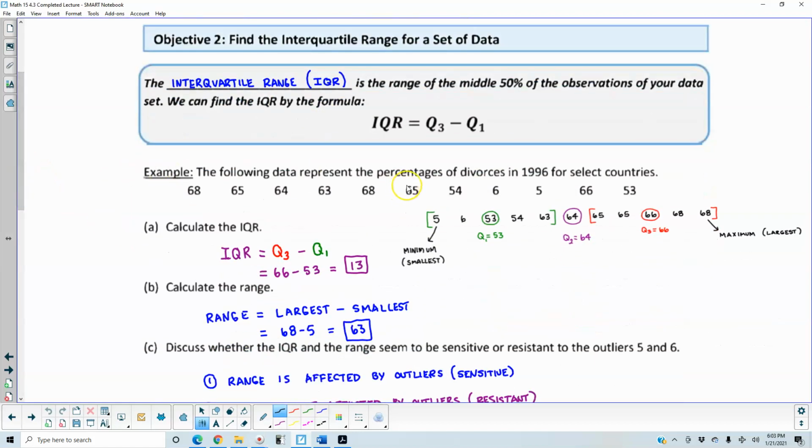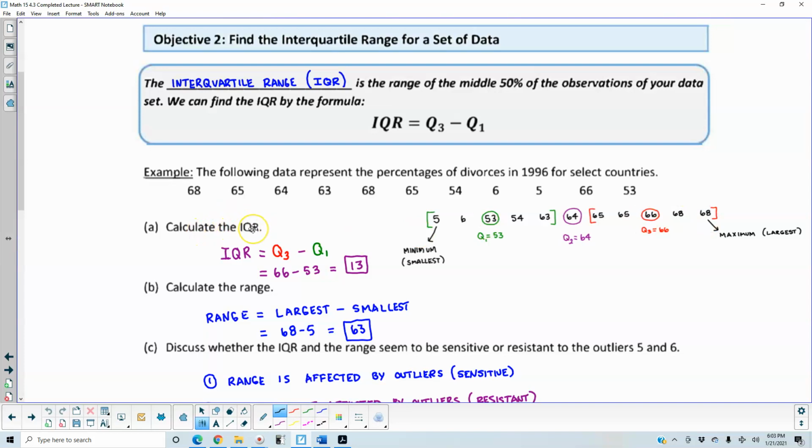So in the example that we started out with in the first part of the lecture was the following data representing the percentages of divorces in 1996 for selected countries. Recall that we found that 5 was the minimum, quartile 1 was 53, quartile 2 was 63, quartile 3 was 66, and the maximum, the largest, was 68.